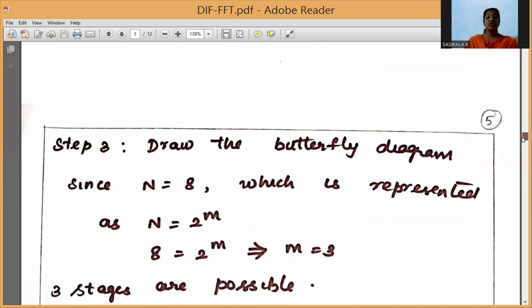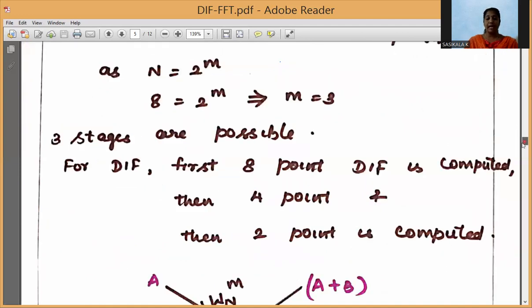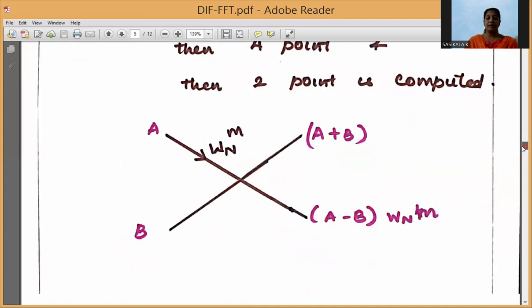The next step is to draw the butterfly diagram. Since we have N equal to 8, which is represented as N equal to 2 power m, that is 8 is equal to 2 power m, so m is equal to 3, meaning we have 3 stages. For the DIF, first we need to compute 8 point, then 4 point and 2 point. And this is the butterfly diagram for DIF.